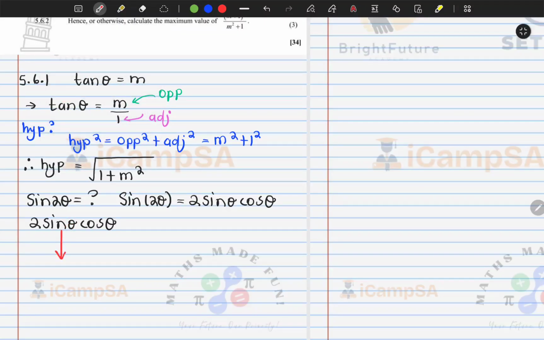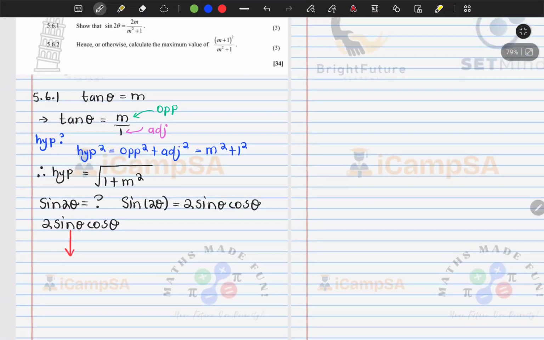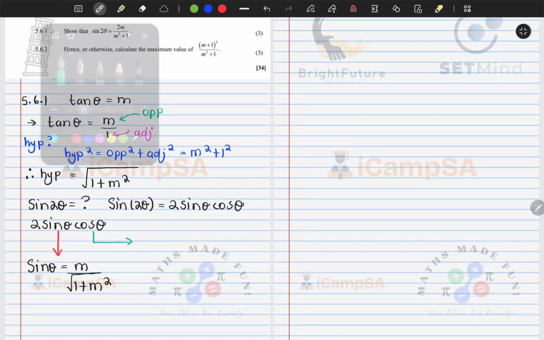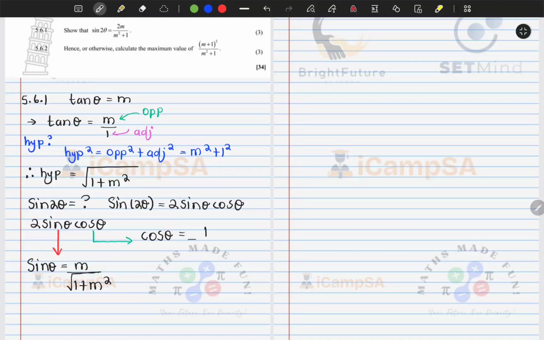Well, if you look at our setup, you should be able to see that sine of theta, remember, sine is opposite over the hypotenuse. So our opposite is m. Our hypotenuse is what we just found, square root of 1 plus m squared. Okay. And then we can have a look at our cos. So you will see that cos of theta, remember, is adjacent over hypotenuse. So adjacent is 1. Our hypotenuse is the square root of 1 plus m squared.